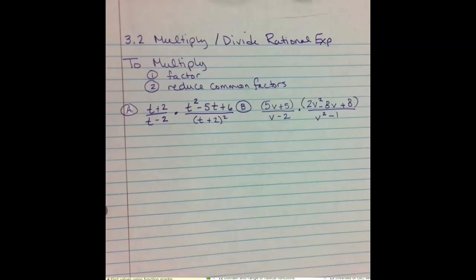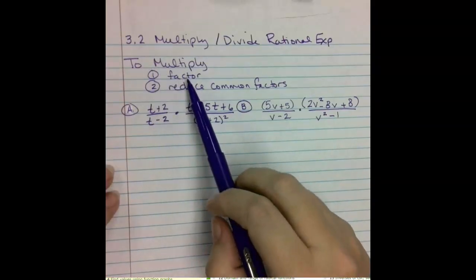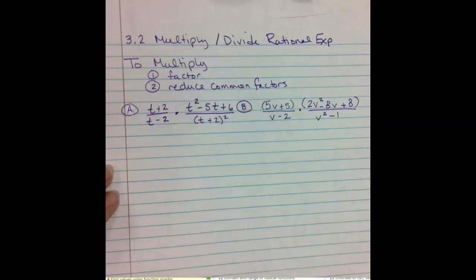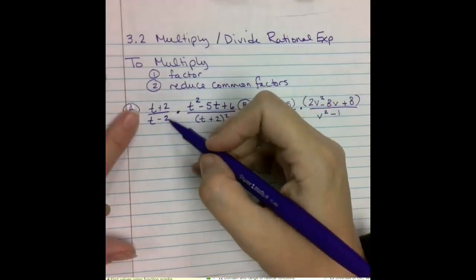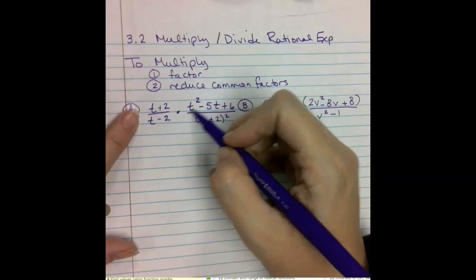Okay, now we're going to multiply or divide with rational expressions. And the good news is this is almost exactly like simplifying that we did yesterday. So to multiply, I'm going to factor, then reduce to common factors, which is what we did yesterday. So this one is already factored, and then here's my times.